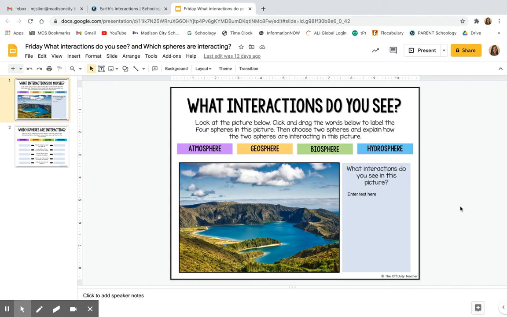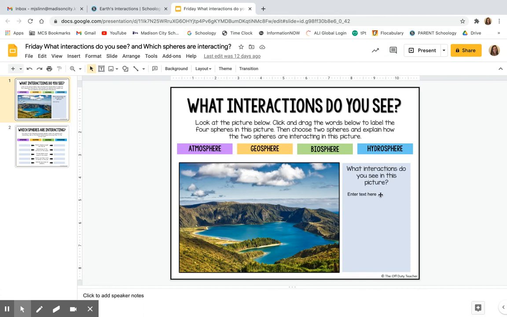Think about how the atmosphere and the biosphere interact. Wind can carry seeds to new places. The survival of organisms is impacted by the air temperature, and animals breathe in oxygen in the atmosphere. These are all examples of how the atmosphere and the biosphere might interact.